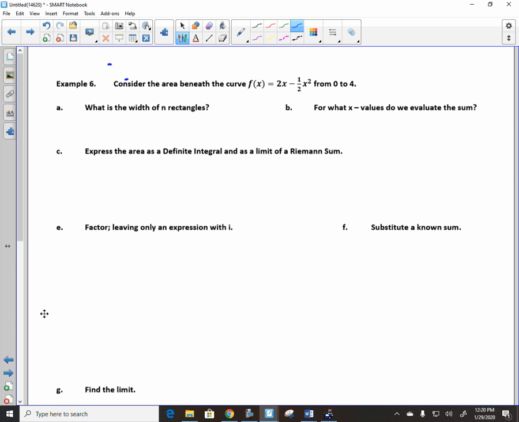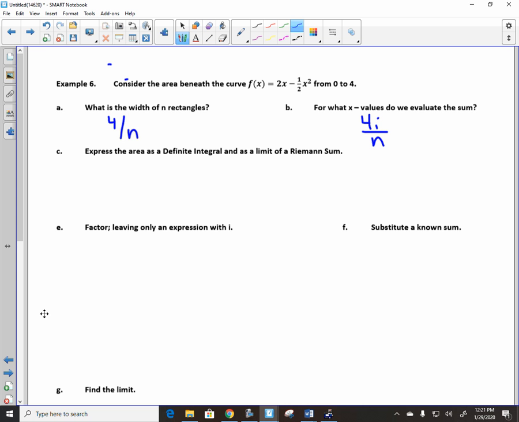So, we just did the infinite limit of Riemann sums, so it's not a big deal. Child's play right here. Okay. All right, the width of the interval, 4. So what's going to be the width of each rectangle? 4 over n. For what x values do we evaluate the sum? 4i over n.